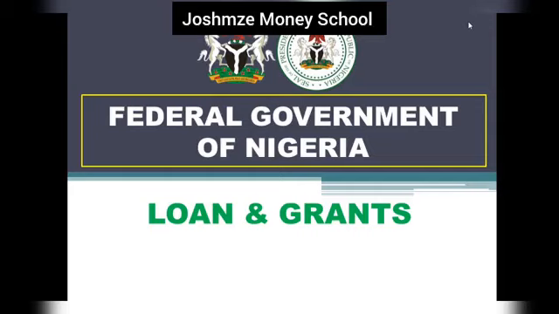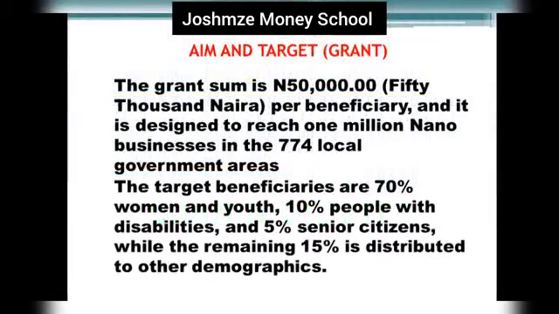Having said that, in this video we're going to go into detail. So let's go. First of all, these loans, who are the targeted people, who are the targeted audience for this loan and grant? Now, first of all, we're going to talk about the grant. So the grant is capped at 50,000 naira. So that means you can only get up to 50,000, and it's meant for nano businesses.